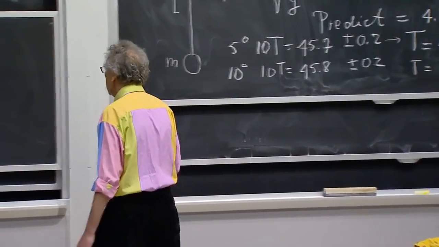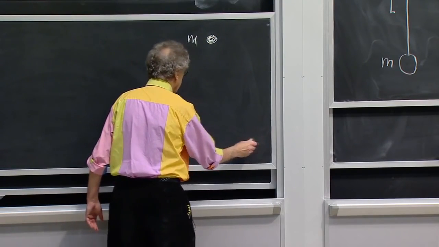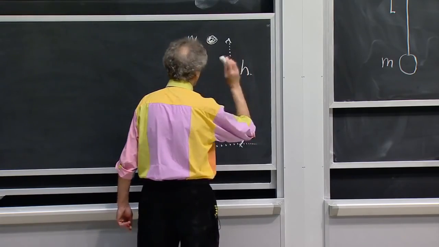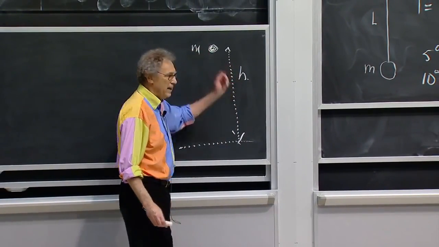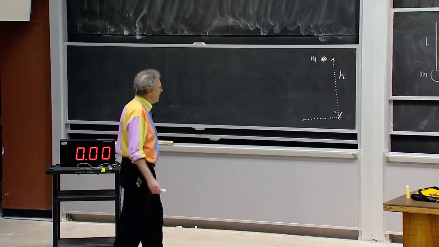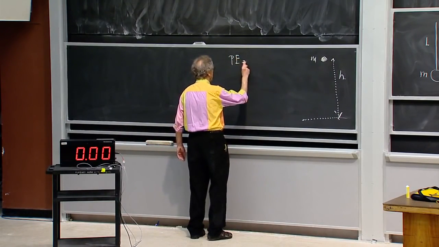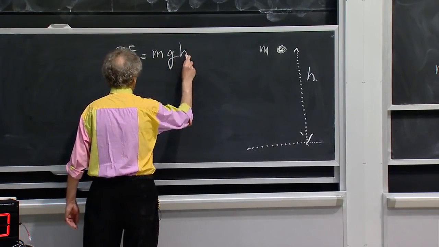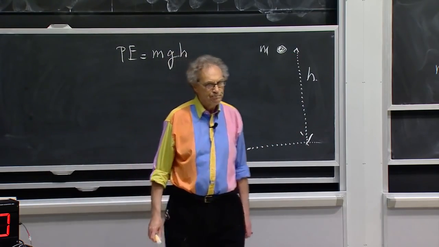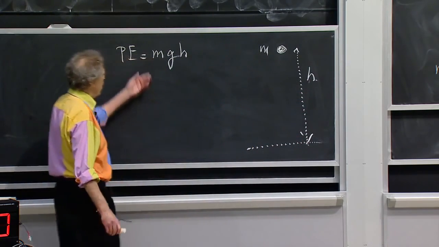Suppose the object has a mass m and is a distance h from the floor. Here's the floor, here's the object, h. We associate with the position of that object an energy that has a name. We call that potential energy, and that potential energy is mgh. You already know what g is. Well, h is this distance in meters. So when the object is here on the floor, h is 0, so there is no potential energy.